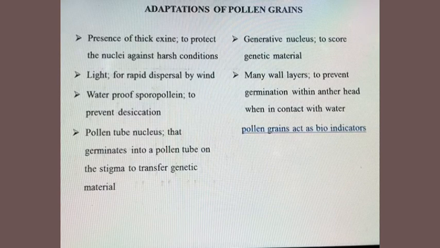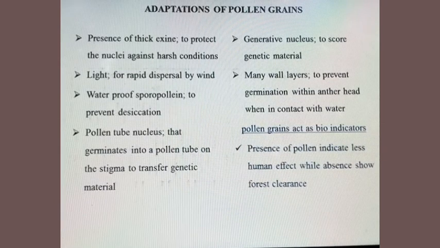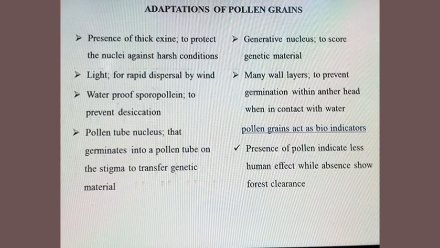Generally, pollen grains act as bioindicators away from the adaptations. So if we are told to explain how they act as bioindicators, their presence indicates less human effect. Therefore, it shows that there is absence of forest clearance.